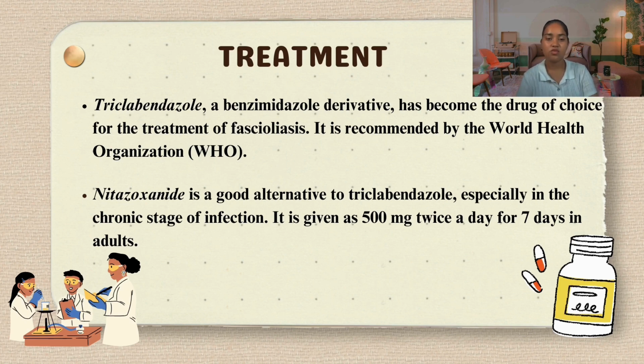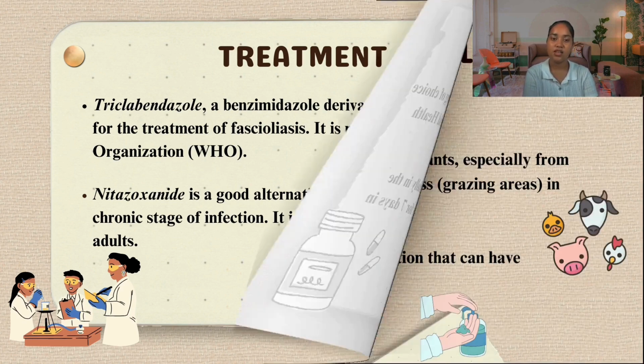And the second one, if the first one is not available, the second option that is given as a treatment is nitazoxanide. Nitazoxanide is a good alternative to triclabendazole, especially in the chronic stage of infection. What is given is 500 mg twice a day for 7 days in adults.